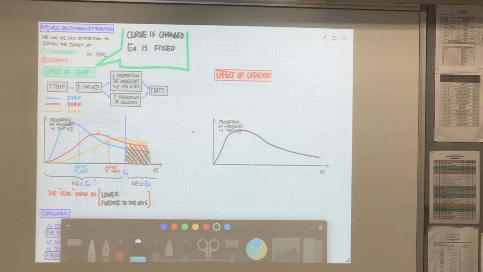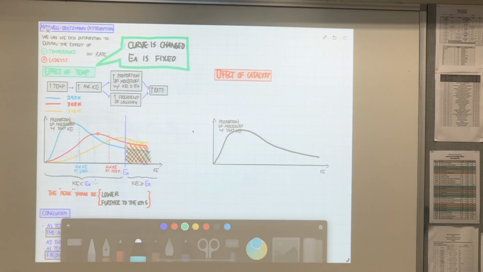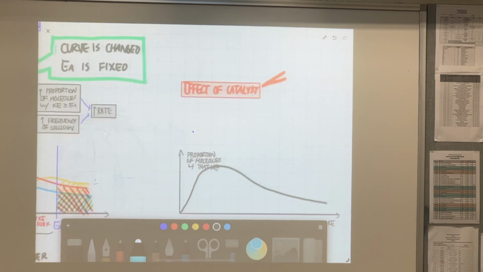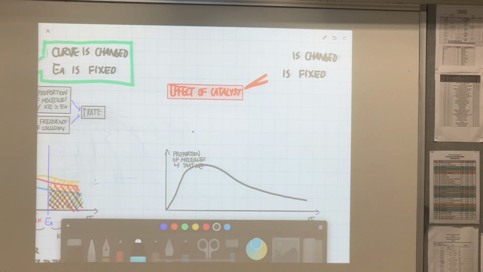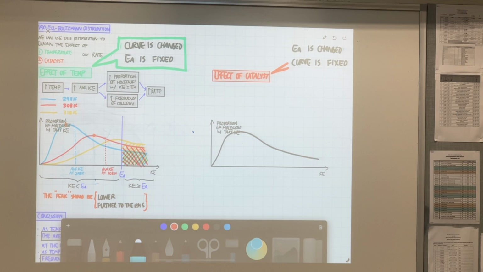Now the right is the opposite of that. We have the curve fixed, but the EA is changed, because that's what a catalyst will do. A catalyst will lower the EA, so you can write down: EA is changed, but the curve is fixed. That's what you need to pay attention to when you draw the graph. Therefore we have only one single curve below, but we are moving the EA.